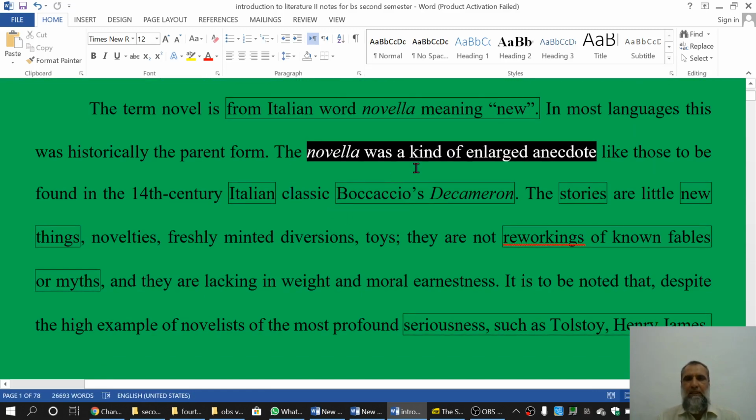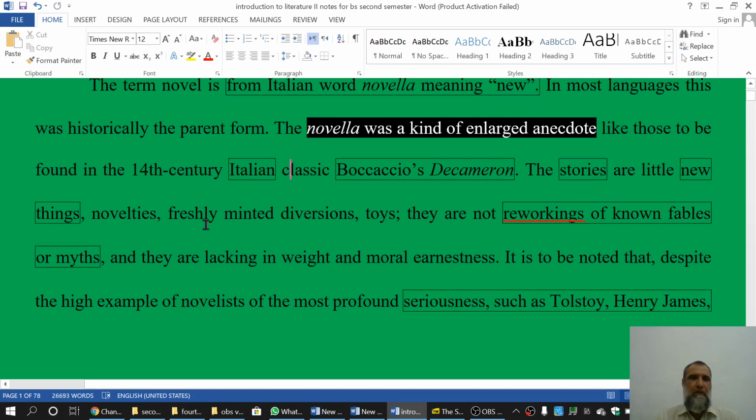Novella in the beginning was a kind of enlarged anecdote. You know, anecdote, short stories, and these short stories may sometimes give you a moral. For example, the thirsty crow, or the greedy dog, and so on. They are also called fables. There's a little difference between fables and anecdotes, and we will discuss them later on. So novella in the beginning was an enlarged or long anecdote. If the length of the anecdote was increased, it became a novella.